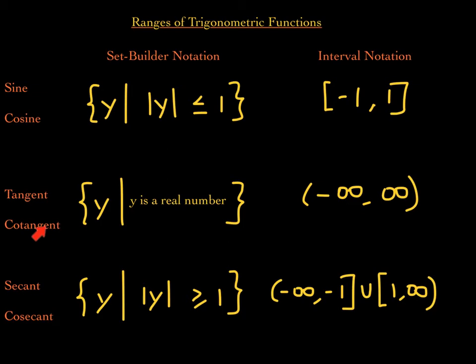Tangent and cotangent, we said y is any real number. So this is set builder notation. The set of all y such that y is a real number. In interval notation, all real numbers. Let me go back, I forgot to read this for you. The set of all y such that the absolute value of y is less than or equal to 1. For secant and cosecant, it's the set of all y such that the absolute value of y is greater than or equal to 1. That's the same thing as saying all of your y values must be less than or equal to -1, union greater than or equal to 1. It'll be very important that you keep this table and this information handy, and try to remember it as best you can.